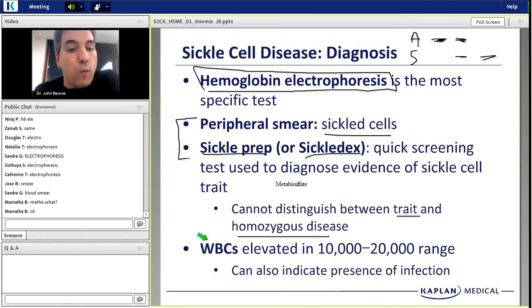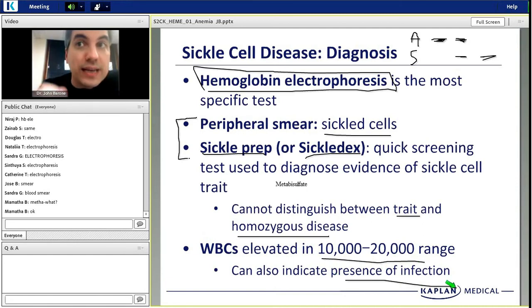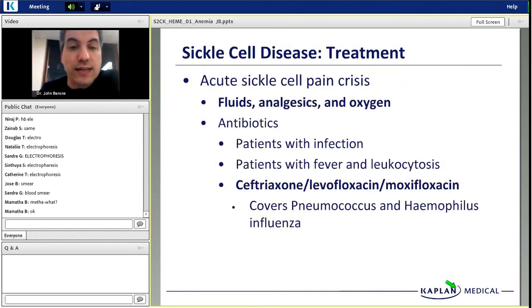All right, now white cells. Always look at the white cells, because if you have a white count that's elevated, there may be an infection triggering the crisis. We better treat that infection. So always look at the white count. If it's elevated, maybe an infection is triggering the crisis.